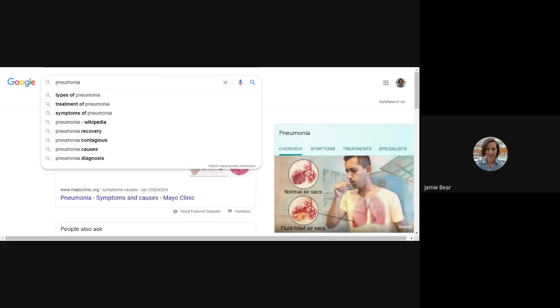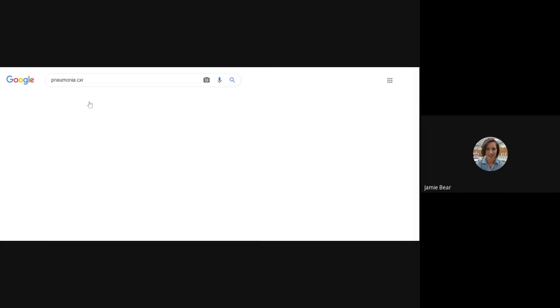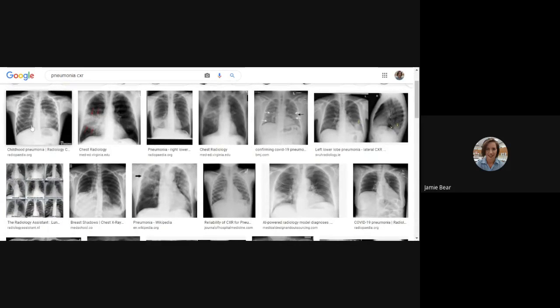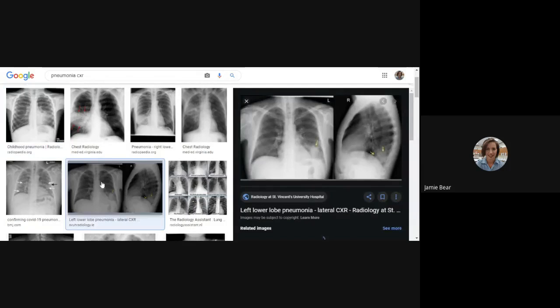Okay, so let's look here, and then you'll see all the different, so this is a good one. Here you can see that there's a pneumonia process in the left side. Okay, so this one's good. It says PA standing. So that's really good when it has the view. So, you know, a posterior, anterior.